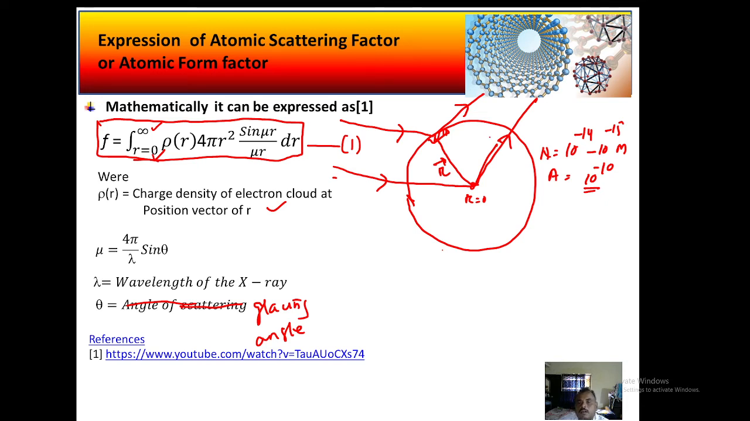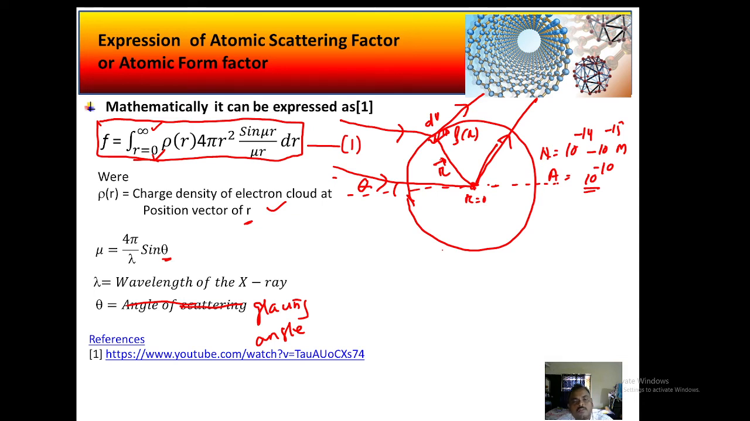Now here, if you consider this as the plane of incidence, then this angle is theta, which is mentioned here. And r, I told you, is the position vector at which the charge density is rho(r). If you take this small region having volume dv, the total charge will be rho dv, and then you can easily find the phase difference between the charge in this region and the region here. By using the wave theory, you can find the scattering factor, and this generally comes in this manner as equation 1.